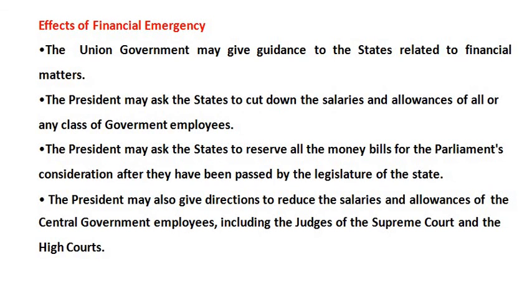The Union government may give guidance to the states relating to financial matters. The President may ask states to cut down the salaries and allowances of any class of government employees. The President may ask the state to reserve all money bills for the Parliament's consideration after they have been passed by the legislature of the state. The President may also give direction to reduce the salaries and allowances of central government employees, including the judges of the Supreme Court and the High Court. In a financial emergency, we need to have some money in reserve. So the salaries and allowances are cut down and it has been saved.